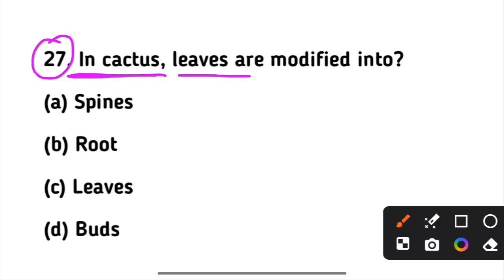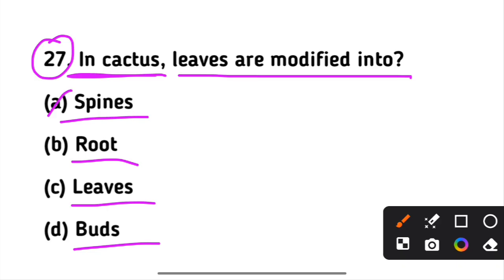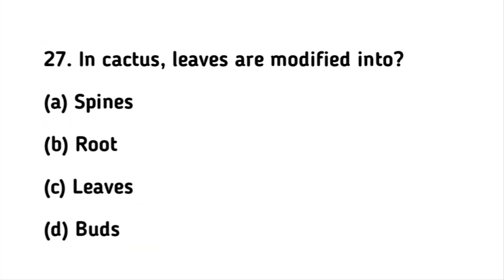In cactus, leaves are modified into? Options: spine, root, leaves, buds. Option A is correct. Spines. In cactus, leaves are modified into spines. Next question.